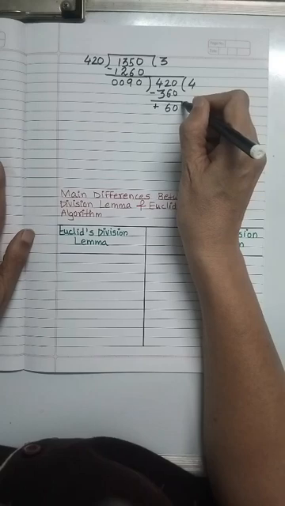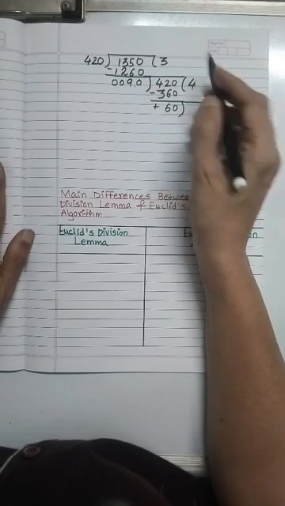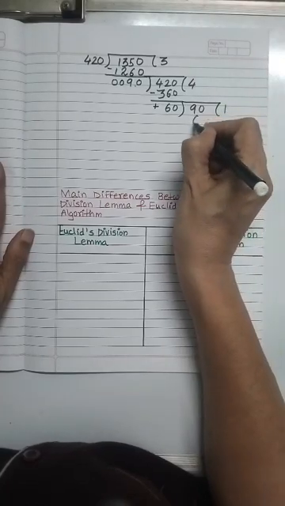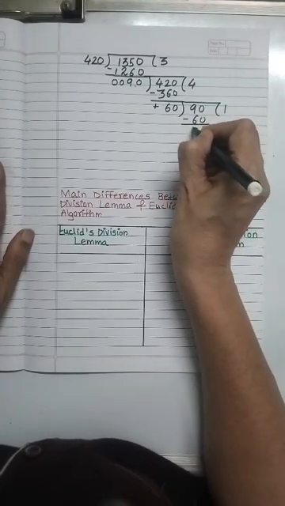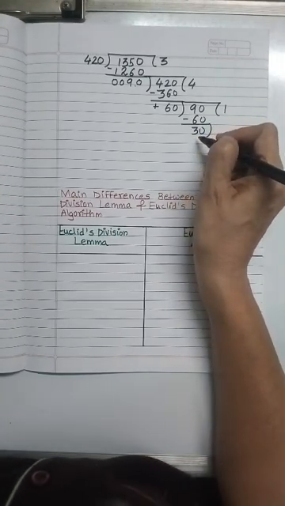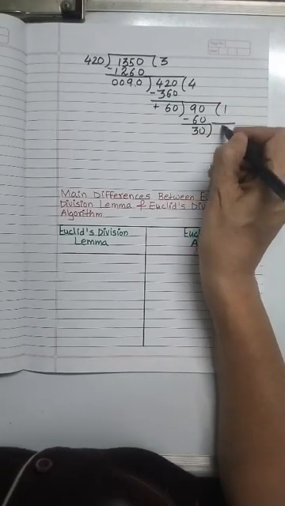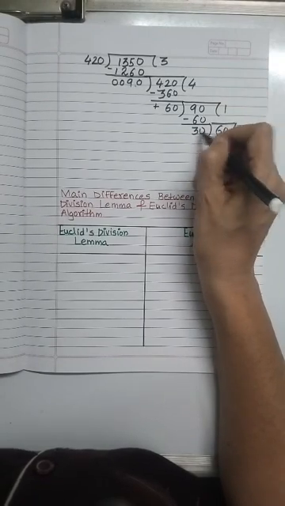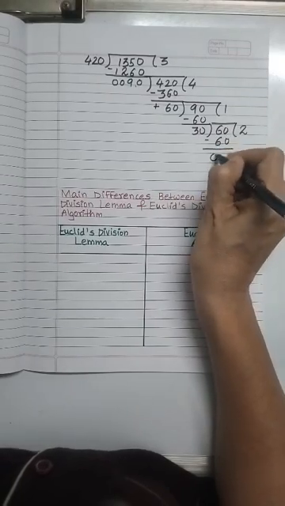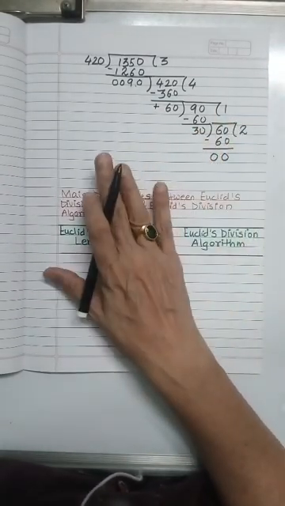Now 60, which is the remainder, will become the divisor and the divisor of the previous step, that is 90, will become the dividend. 60 ones are 60. The remainder here is 30. Now 30 is a non-zero remainder, so it becomes the divisor and the divisor of the previous step, that is 60, will become the dividend. So 30 twos are 60. Subtract, we are getting 0 as the remainder. As we are getting 0 as the remainder, now we'll stop the process.